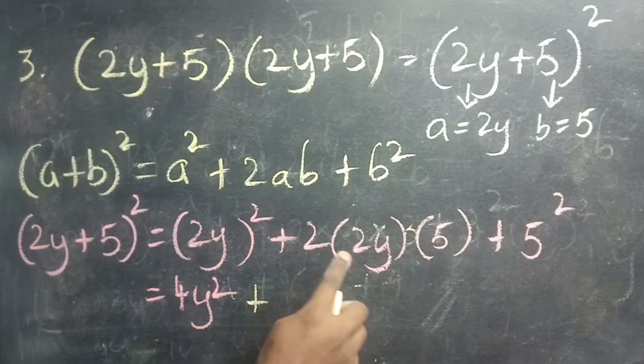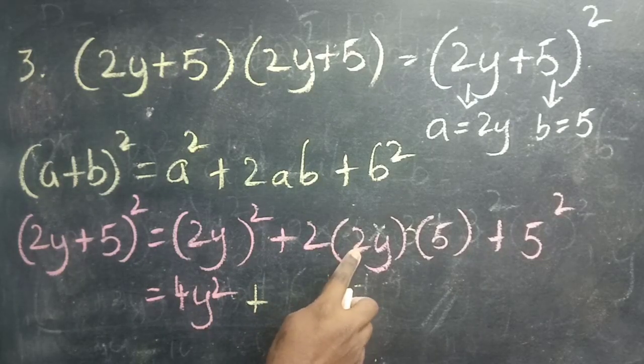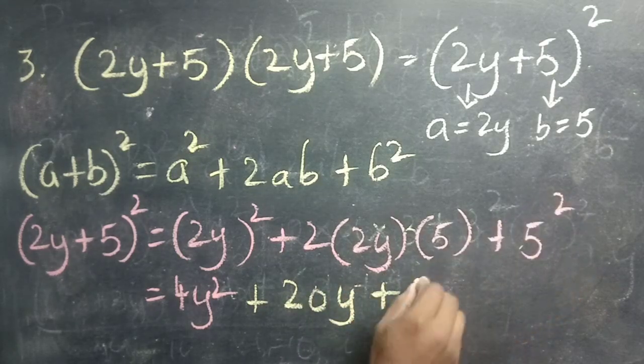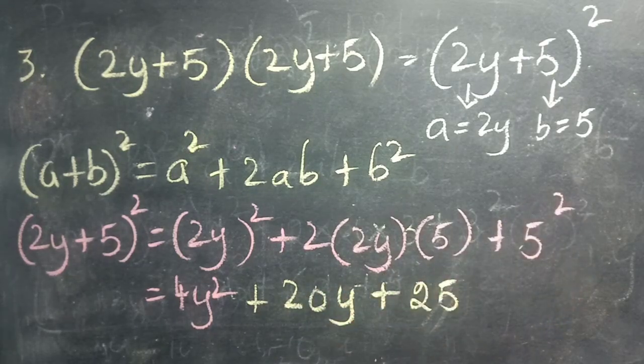plus multiply the numbers. 2 2s are 4, 4 5s are 20y plus 5 square is 25. 2y plus 5 whole square equals 4y square plus 20y plus 25. These are the few problems based on the identity 1. Now we will try another application of the identity 2.